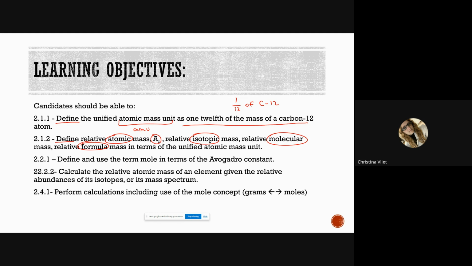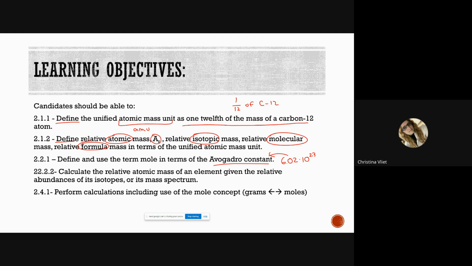The next objective. Define and use the term mole in terms of the Avogadro constant. Do you remember what that constant is? Yes. Positive 23rd. Because if you say negative 23rd, you're saying that there's 0.0000006 atoms. You can't say that because there's got to be at least one atom. So it's a positive 23rd.